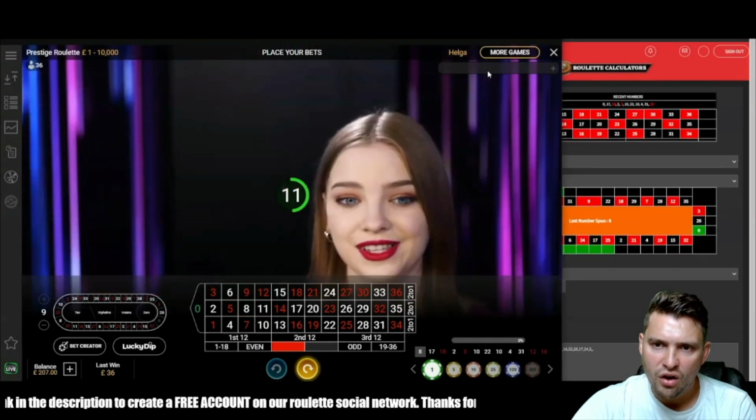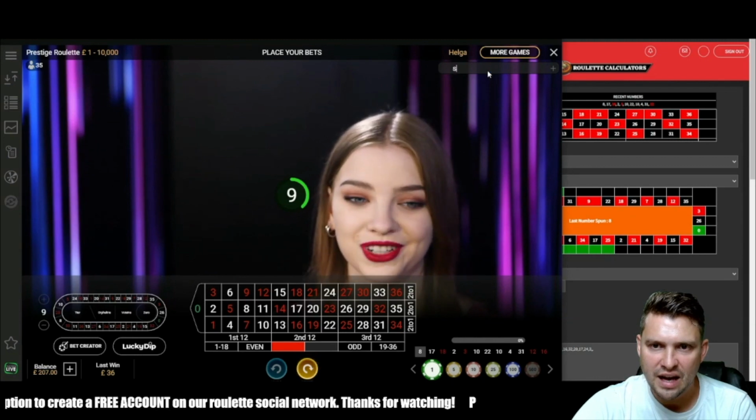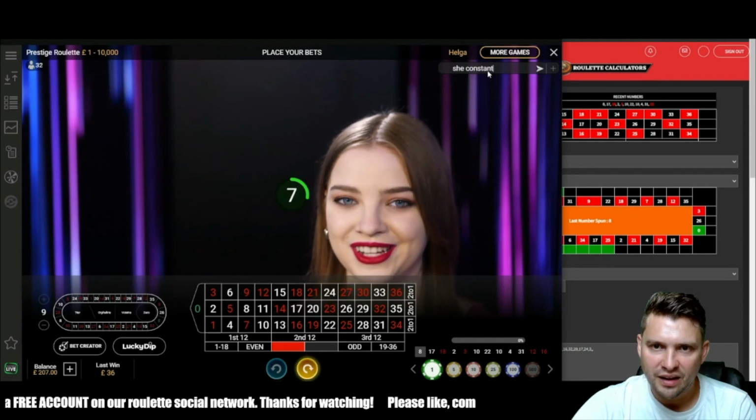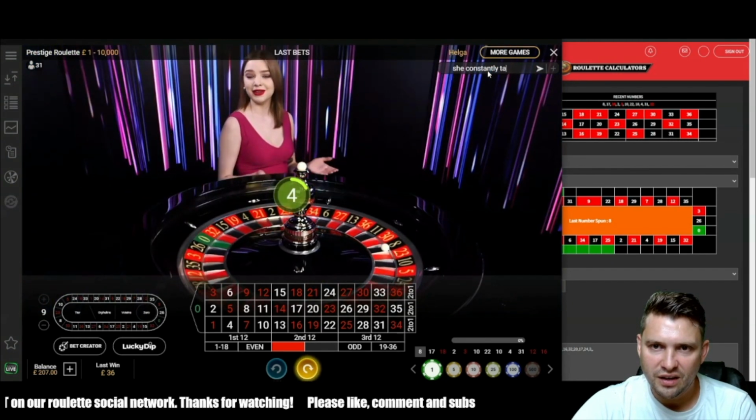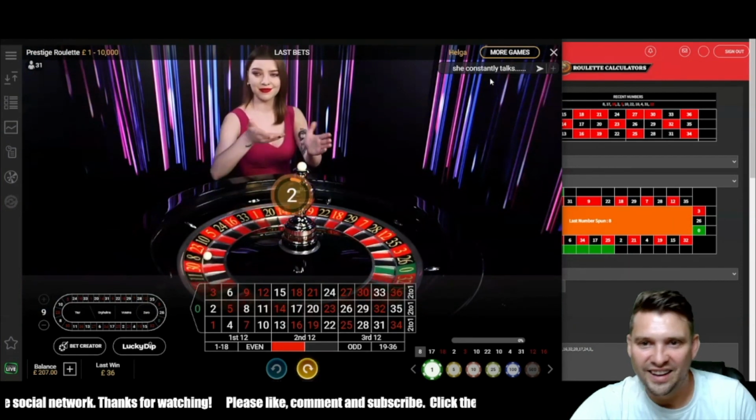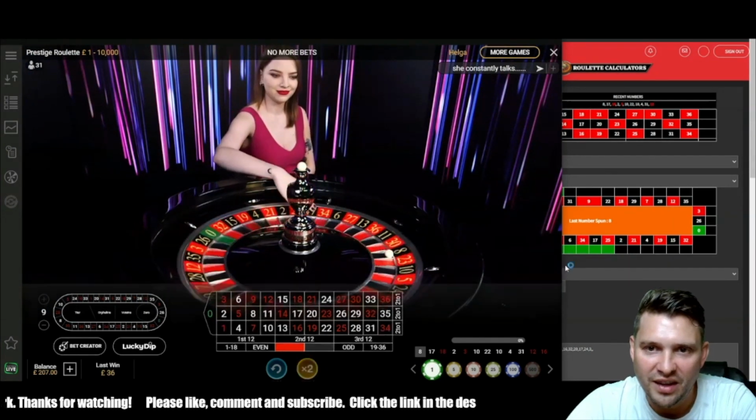So that's come in on the highlighted there, so you can see now. Oh, what's he's writing? She constantly talks. Okay. Well, we've got it muted on this one.